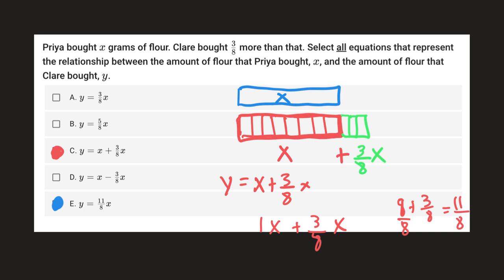Okay, that is the end of this Check Your Understanding for section 6. I hope you guys understand, and if you do have any questions, feel free to come and ask me.